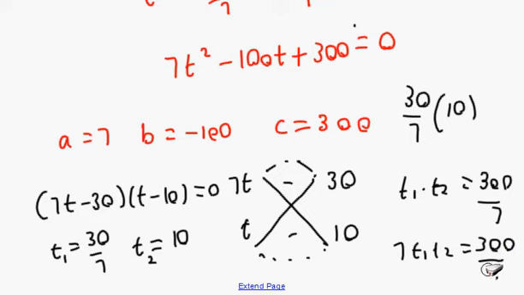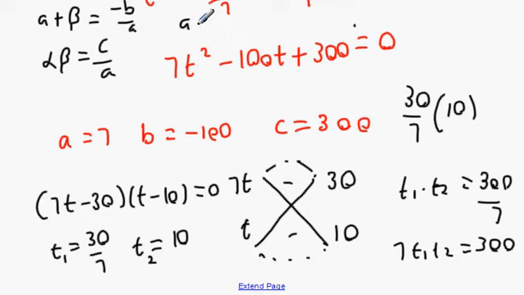Now, there's an easier way of doing this, okay? If any of you remember this from your Leaving Cert Maths course, alpha plus beta, which is one root plus another, alpha beta, okay, alpha beta is c over a, yeah, and alpha plus beta, which is the sum of the roots, or the sum of the times, is minus b over a. a equals 7, b equals minus 100, and c equals 300.